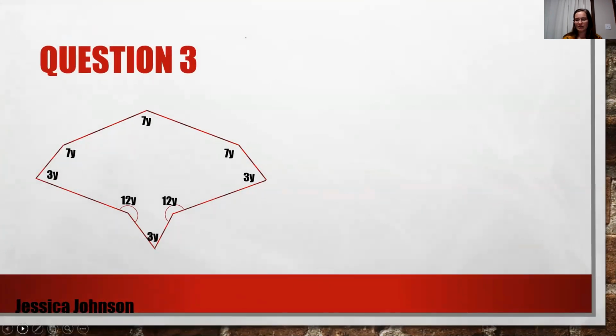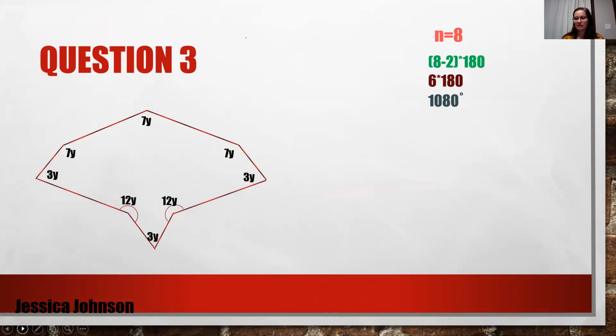Here we have a fun little polygon. We need to use the formula of n minus 2 times 180 degrees. The n stands for the number of sides right here on the outside of the polygon. 1, 2, 3, 4, 5, 6, 7, 8. This polygon has 8 sides. To fill in the formula, we take 8 minus 2 times 180. 6 times 180 equals 1,080 degrees.